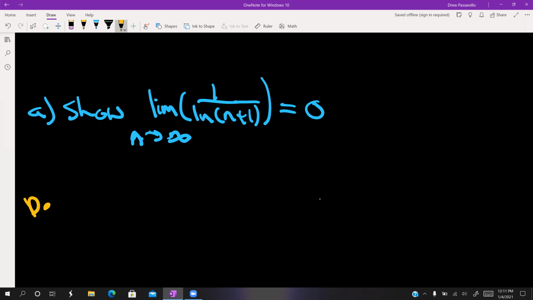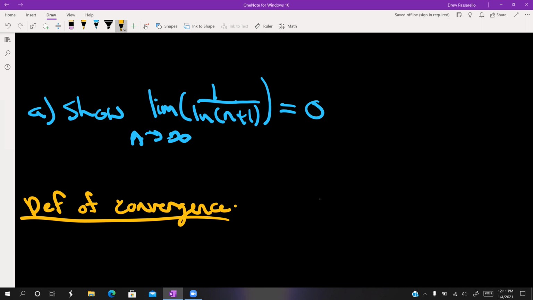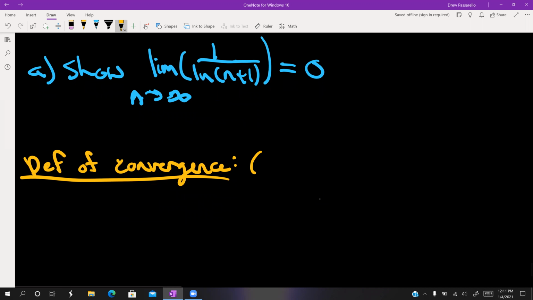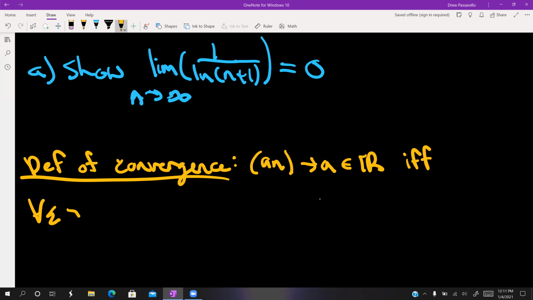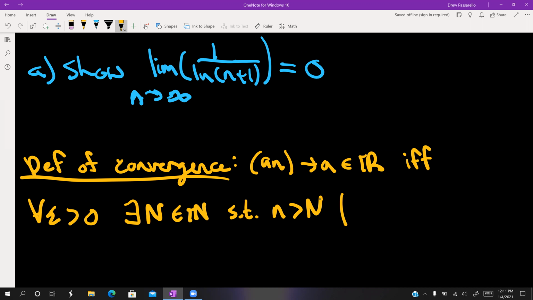So again, the definition of convergence. Some sequence an converges to some value a if and only if for all epsilon bigger than 0, there exists some capital N in the natural numbers such that for all little n bigger than capital N, we are within an epsilon distance of the limit. So the absolute value of an minus a is less than epsilon.